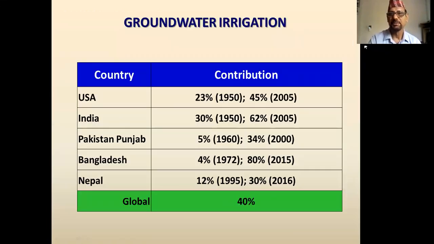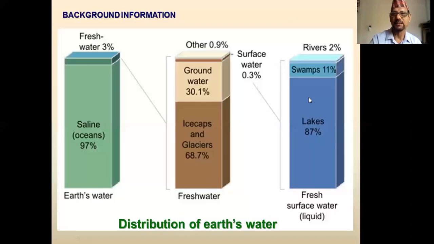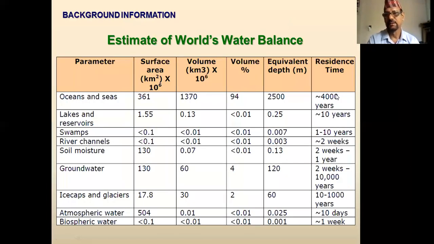So if you observe on the right end, oceans and seas hold very old water, in terms of geology. But if you observe the swamp, this is less than around 10 years, and old in lakes and reservoirs. Soil moisture is around one year, and groundwater is around 10,000 years.